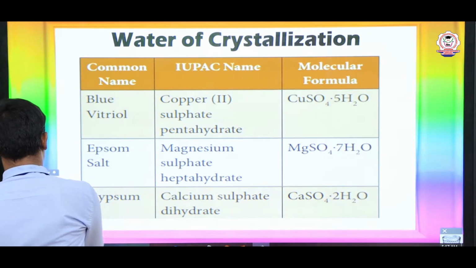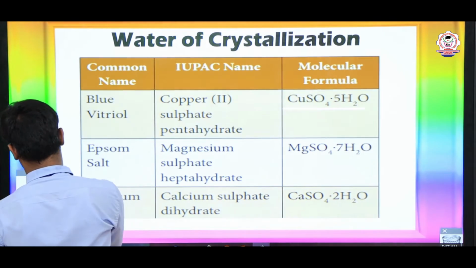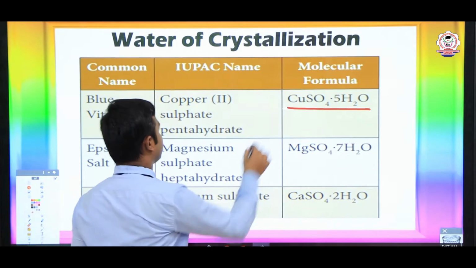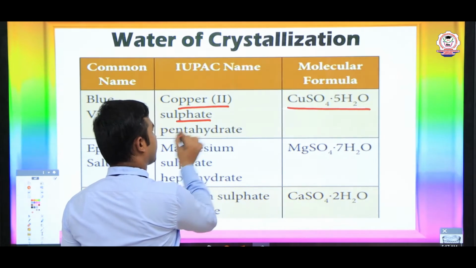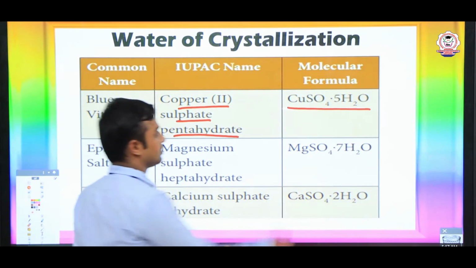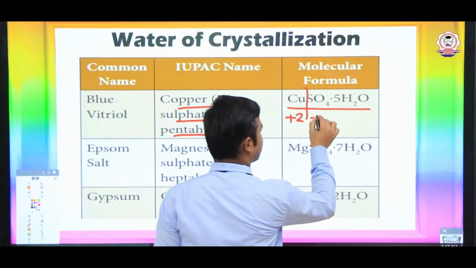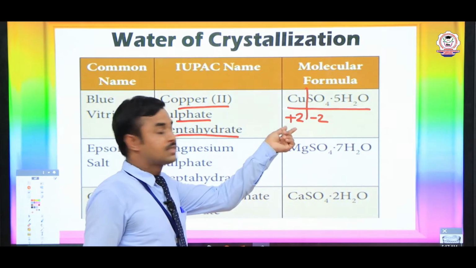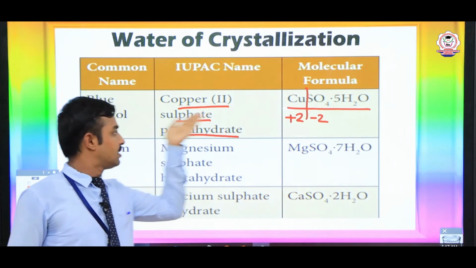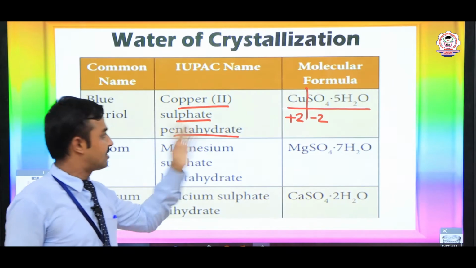CuSO4·5H2O. The name is copper(II) sulfate pentahydrate. We write copper(II) because the oxidation number of copper is +2 and sulfate is -2. So +2 is the oxidation state of copper, and the name is copper(II) sulfate pentahydrate. Penta means 5 in chemistry, so pentahydrate.